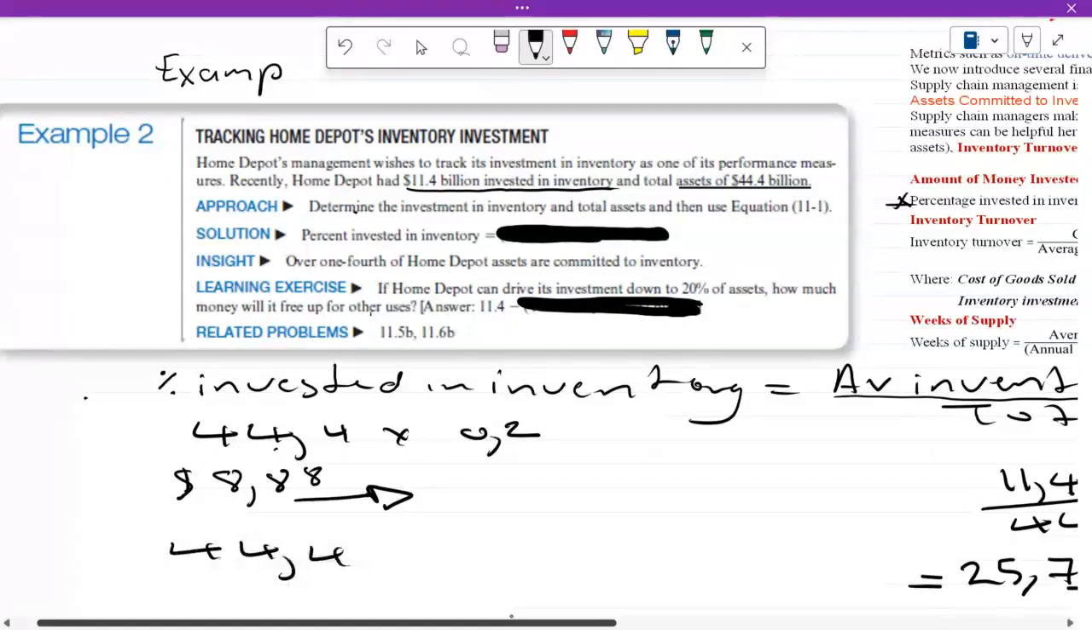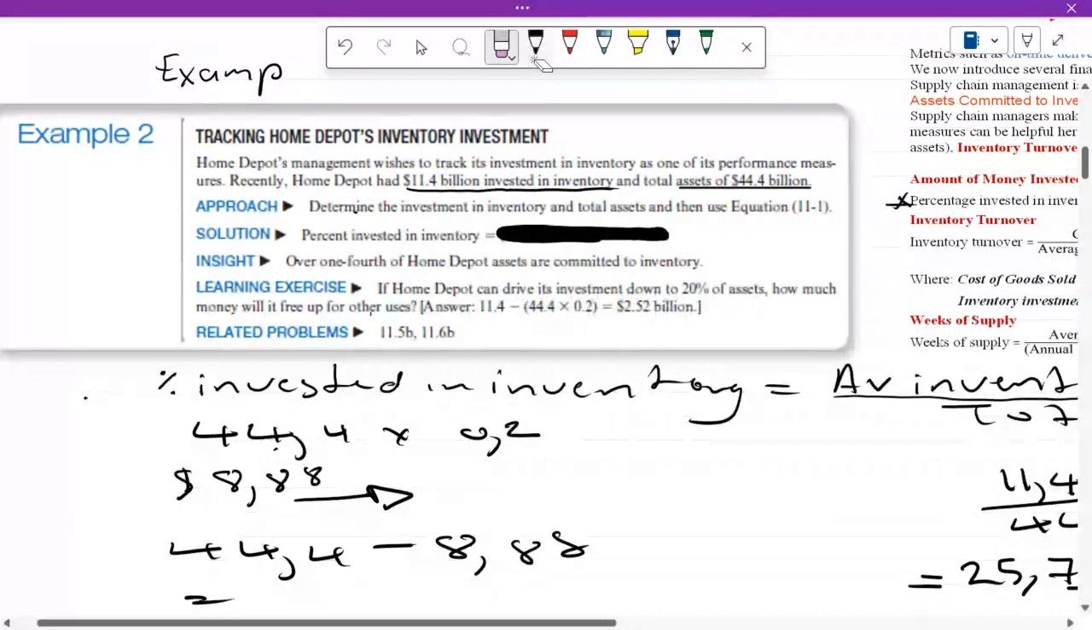I forgot the approach here, which is equal to invested down 20% of. Maybe I must minus it from the 11. Okay, we'll see. Let's erase here so that I don't get confused. Okay, so I must minus it from 11.4. Then now we're getting our answer, 11.4 minus 8.88, which is 2.52.